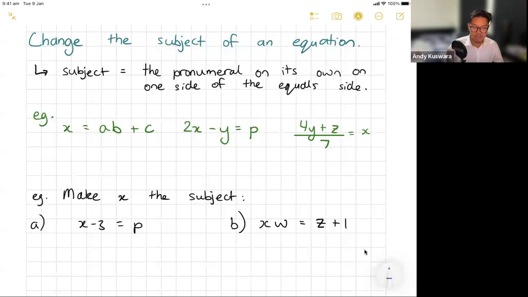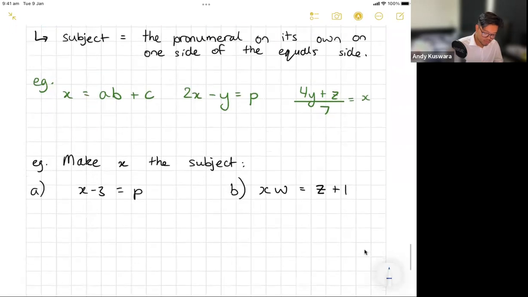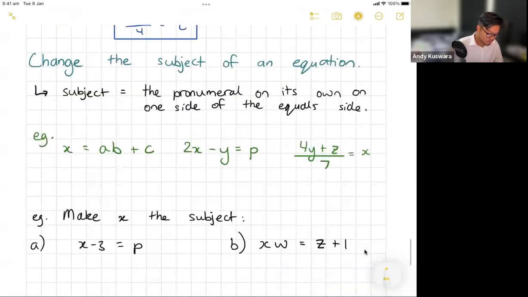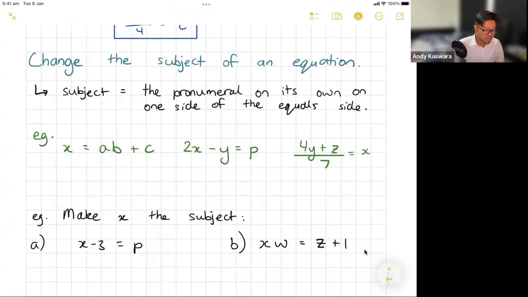Now, when we say change the subject, it's simply the pronumeral on its own on one side of the equal sign. So in this first equation, x equals ab plus c, the subject is x. It's all about x. It tells me what x is. I don't know what a is, I don't know what b is, I don't know what c is, but I do know what x is.